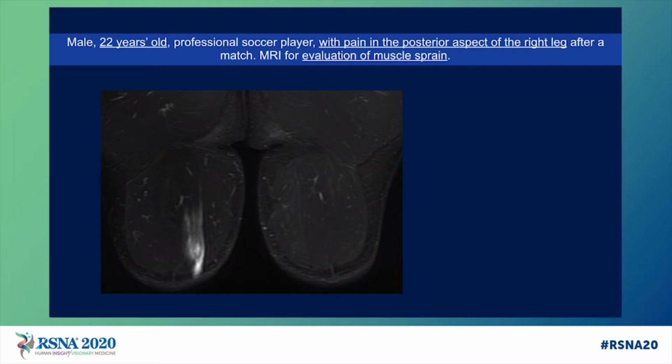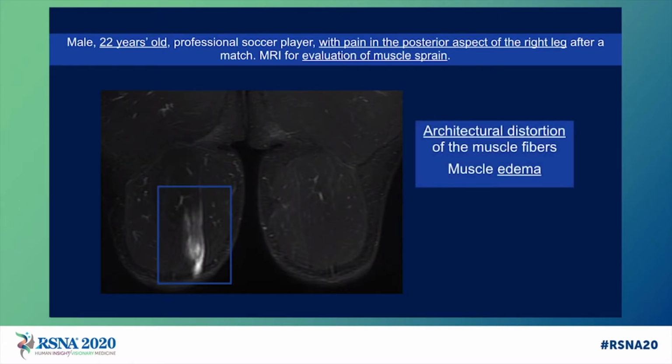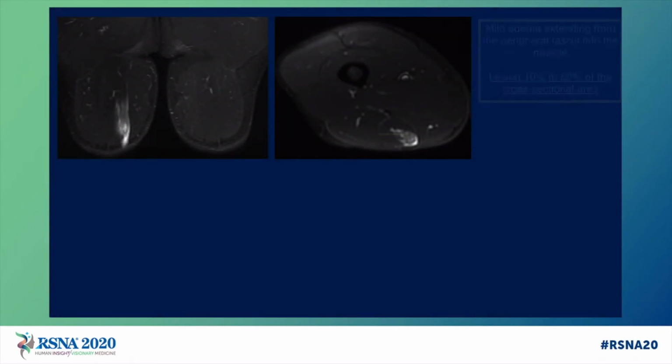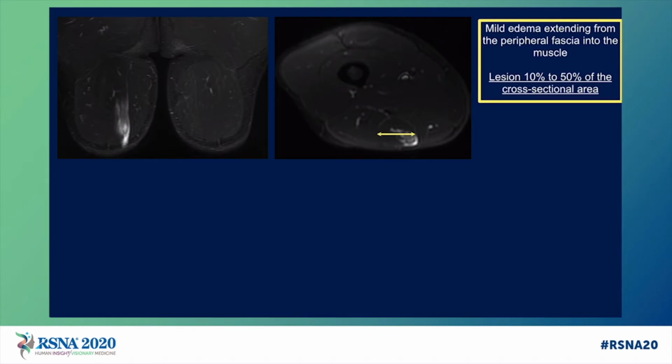Male, 22 years old, a professional soccer player with pain in the posterior aspect of the right leg, MRI for evaluation of a muscle sprain. Here we can see there's architectural distortion of the muscle fibers with muscle edema, also with fluid-filled gaps in muscle substance.